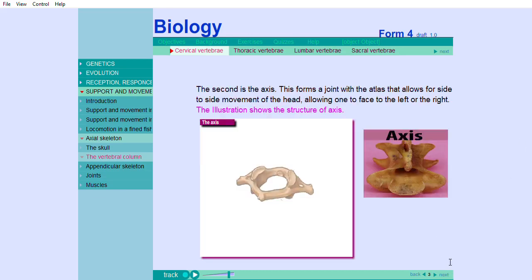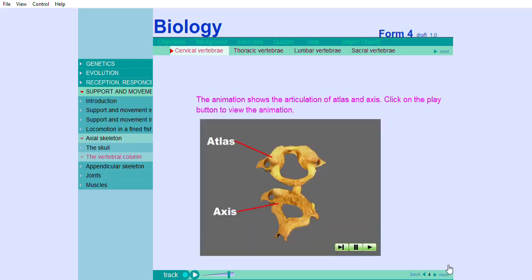The second is the axis. This forms a joint with the atlas that allows for side-to-side movement of the head, allowing one to face to the left or the right. The illustration shows the structure of axis. The animation shows the articulation of atlas and axis. Click on the play button to view the animation.